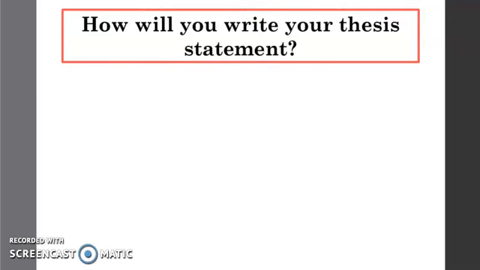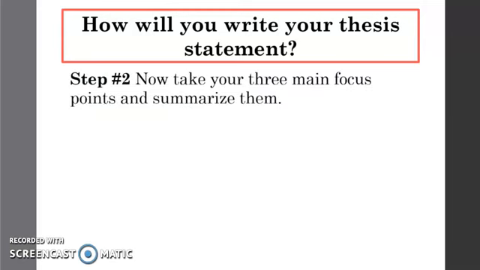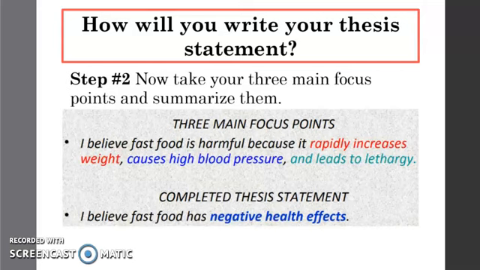Okay. And in step 2, now that you have your 3 main focus points, you have to summarize them. So, say for example, the 3 main focus points that you have are this. And to summarize them, you have to narrow them down. You could say that I believe fast food has negative health effects. So that's for step 2. Again, first, write 3 focus points, and then summarize the 3 focus points.